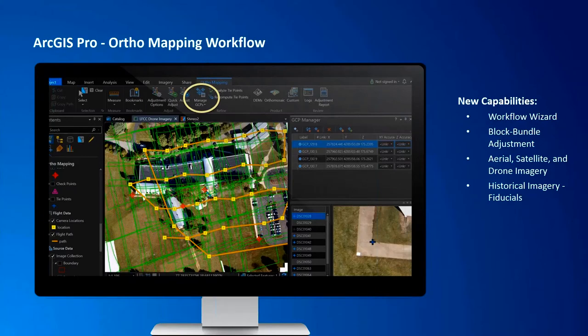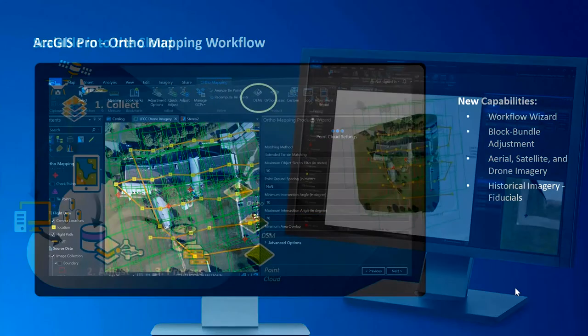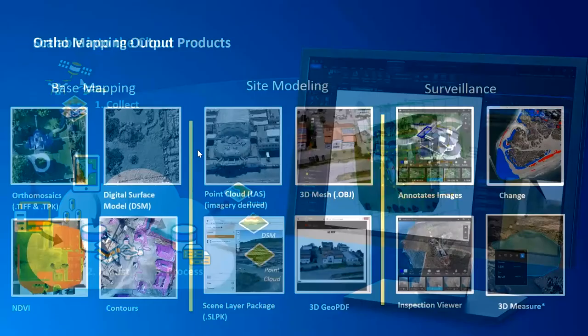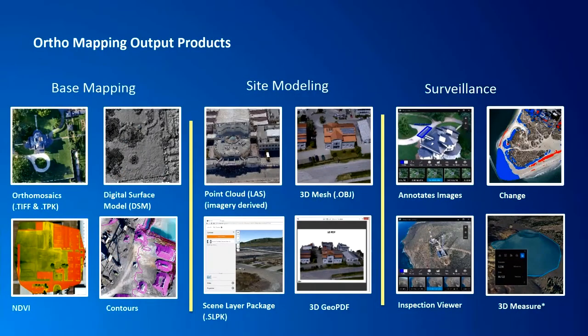The other thing that the ortho mapping workflow can do is push the processing up into the cloud. We have put together a web-based UI for the ortho mapping workflow. You can collect imagery with your drones or aerial sources, whatever it might be, and as soon as you get that data, you push it into the cloud, and then through the web-based interface, you can kick off the ortho processing. This allows you to take advantage of multiple CPUs to work on those big, large projects where there's a lot of numbers to crunch.